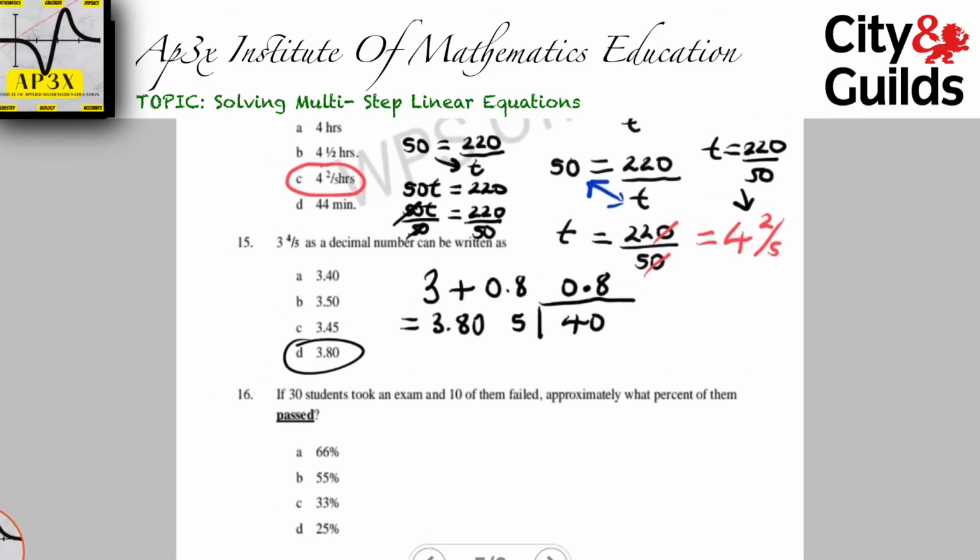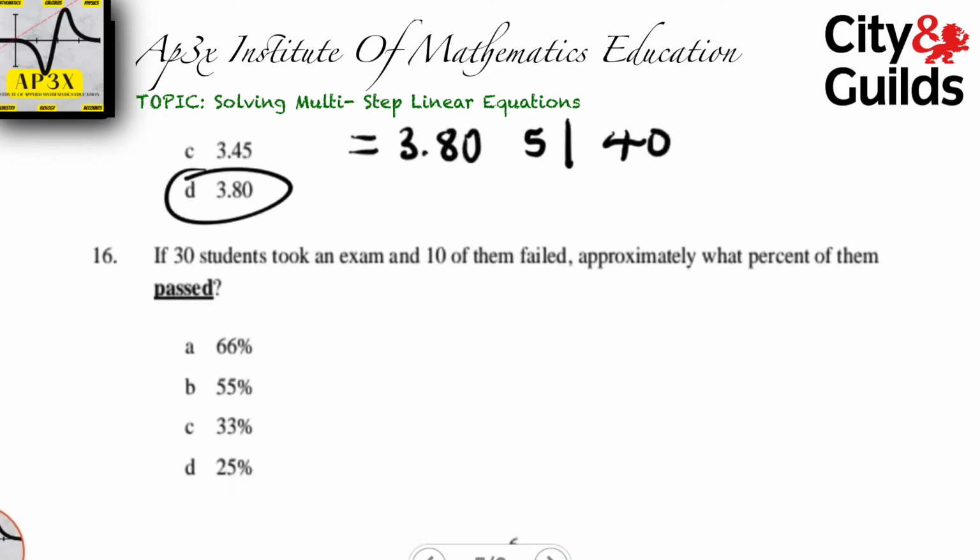All right, beautiful. Next question: if 30 students took an exam and 10 of them fail, approximately what % of them passed? And you can see that they highlighted this. A lot of students, this will fly over their heads. They'll most likely be reading the question and not paying very close attention to certain highlighted words. Whenever CSEC, SEA, CCSLC, or EDXL exams, or even City and Guilds, as you're seeing here, highlights certain words, you must pay very close attention.